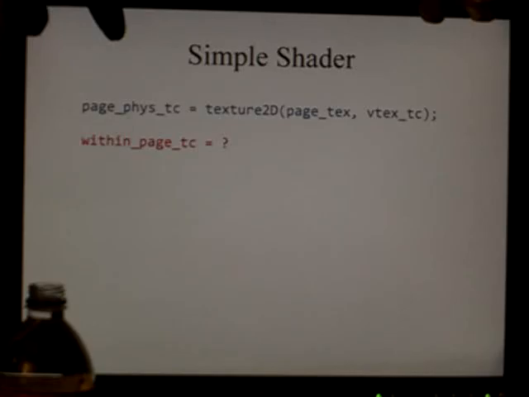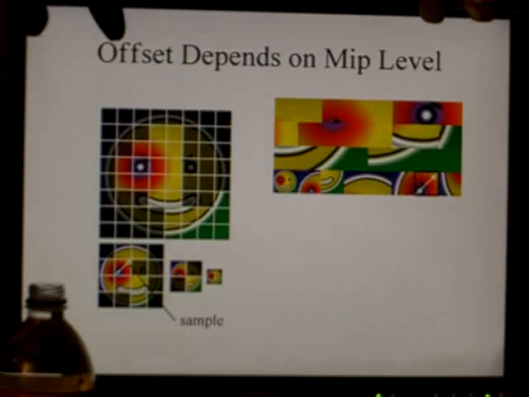But there's a little subtlety here. The amount that I need to offset by is going to depend on the MIP level of the page table here. And let me explain what I mean by that. If I'm sampling from this particular virtual texture coordinate on the left, I have some particular offset, and then I'll use the same offset in the physical texture here.